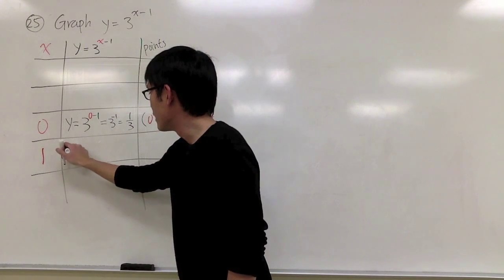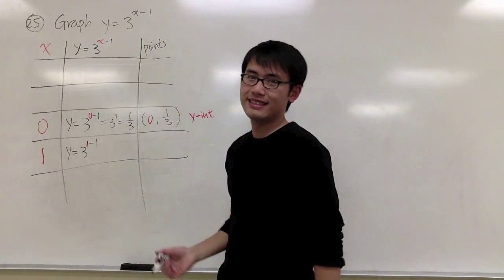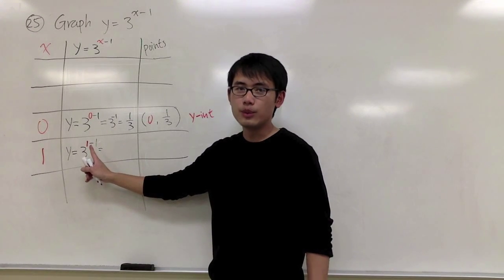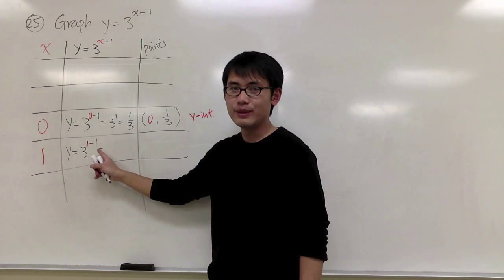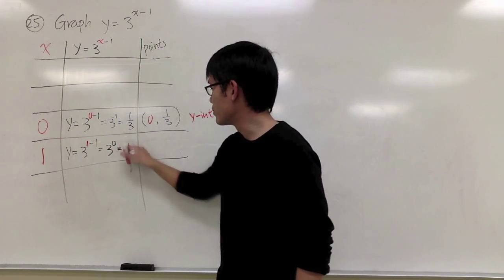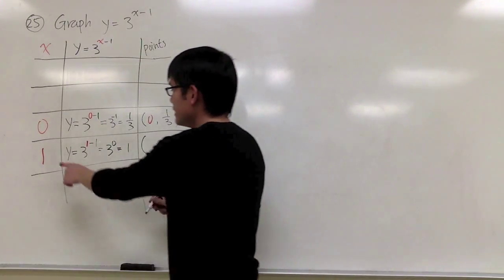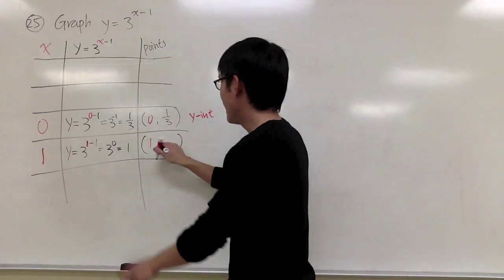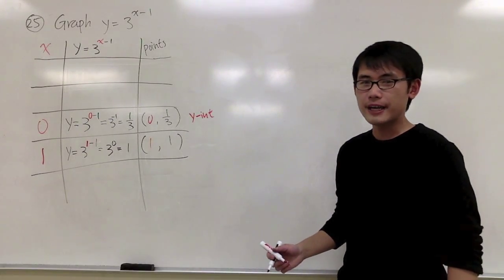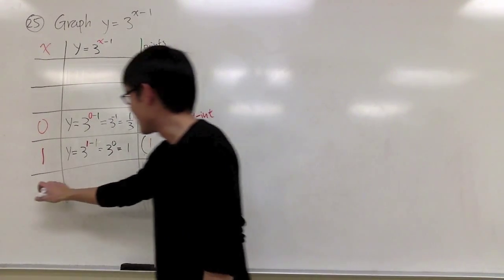If x is equal to 1, our y value will be 3 to the 1 minus 1, like that. And once again, following the order of operations, I will have to do the 1 in red minus the 1 in black, which is 0. I have to get 3 to the 0, which will reduce to 1. So the second point that we get is this 1 in red for x, and this 1 in black for y. 1, 1, like that. Okay? We used 0, we used 1. Why not use 2 for the next one?